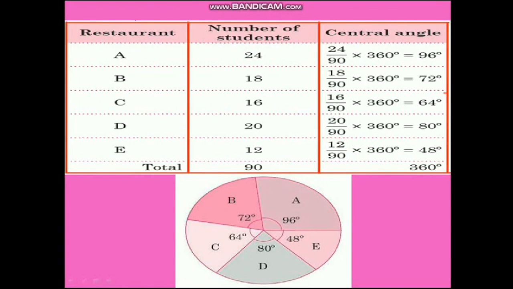Each slice represents a restaurant and the size of each slice reflects the proportion of students going there. This slice A represents the largest angle, which is 96 degrees. This means that restaurant A attracts more students than any other restaurant in our dataset.